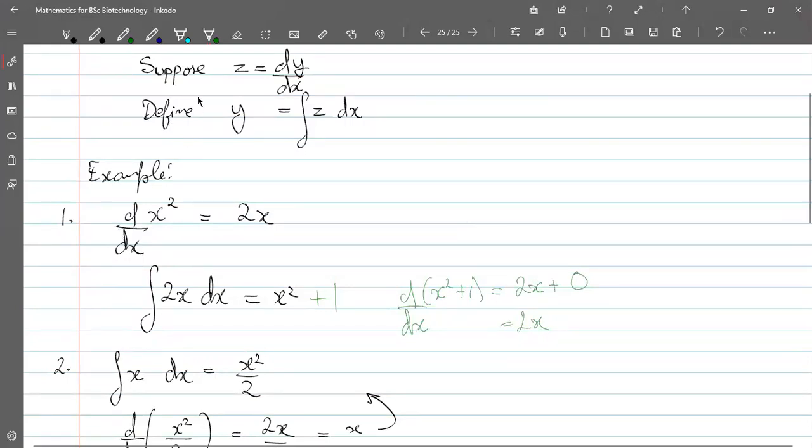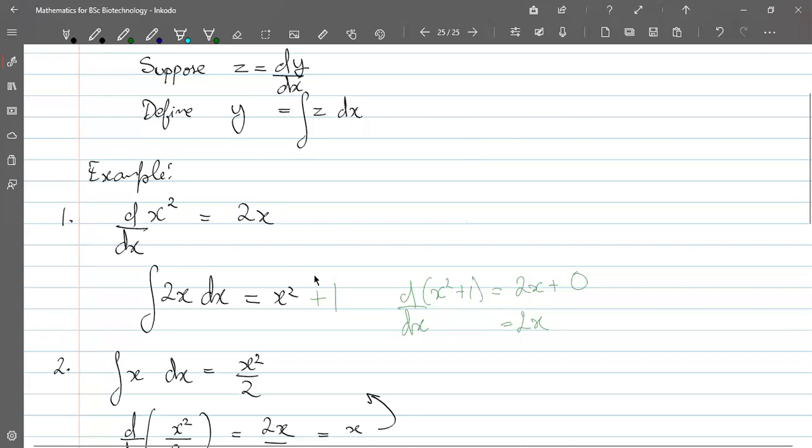So similarly, differentiation as an operator is single valued. If you differentiate one thing, you get only one. There is a unique derivative, but in the opposite direction, it's not true because it's many to one.